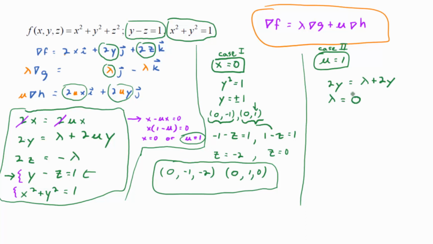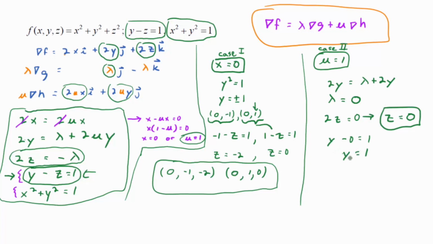How does that help? Okay, so we haven't taken advantage of this equation yet, right? That means 2z equals 0, or just z equals 0. How does that help? Go to the second to last equation once again. This second to last equation right here, we can get y from. So y minus 0 equals 1 when z equals 0. So y equals 1. Okay, the last one. When y equals 1, x squared plus 1 squared equals 1, or x squared equals 0, or x equals 0. So that is the critical point.